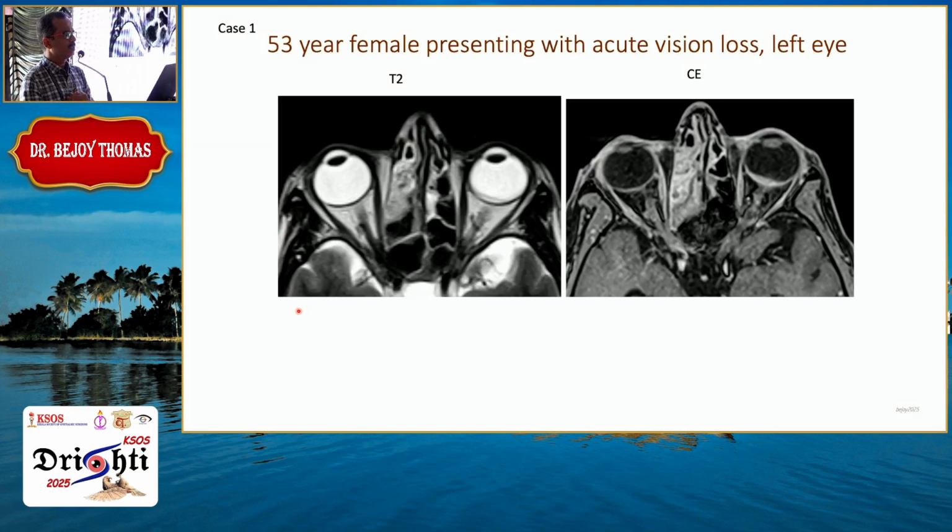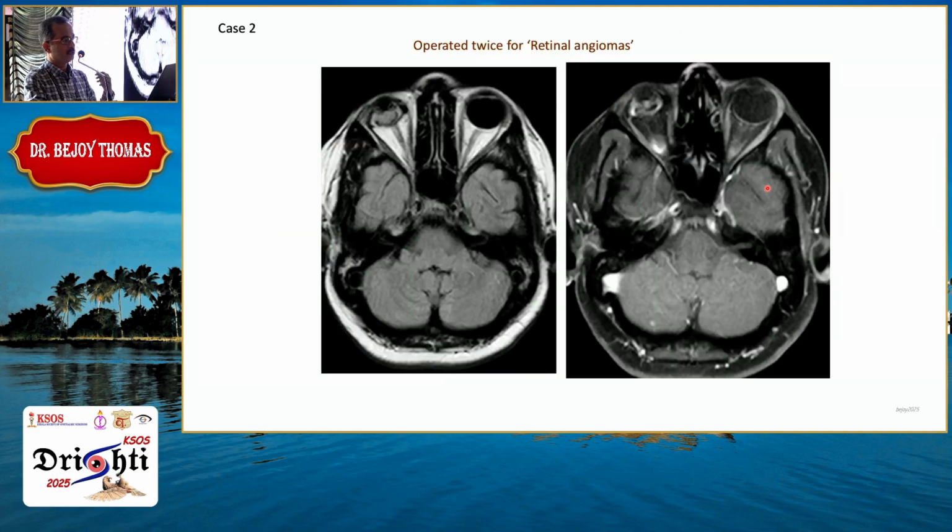So we will see the first case. This is a 53-year-old female presenting with acute vision loss on the left side. You can see this is a T2 weighted scan, where whatever is inflamed or fluid will be bright. You can see there is some collection here on the left eye, at the choroidal subretinal level. And when you give contrast, you can see that it is actually enhancing. While we are pondering the diagnosis, we will see another case.